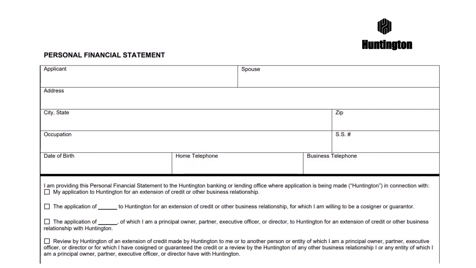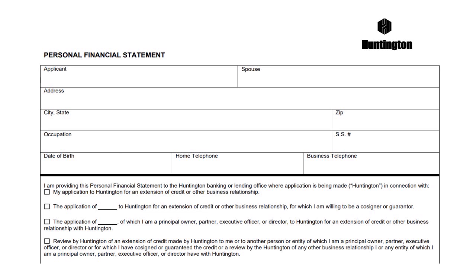And if you look on the screen here, Huntington is asking you for your personal financial statements. This applies for small businesses that are not able to structure the application on an EIN only basis. So if you are not able to divorce your personal affairs from your business affairs, then you will need to submit a personal financial statement.